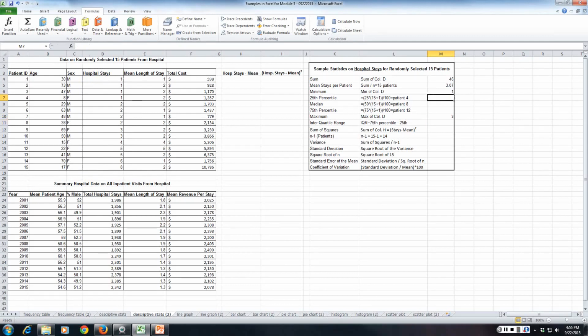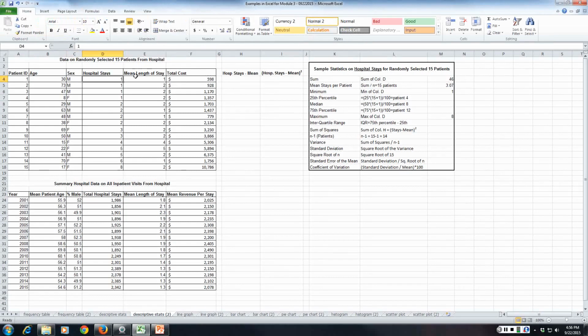So what about the 25th percentile? If you remember our formula for finding the 25th percentile, it's the percentile number, 25, multiplied by our sample size, 15 plus 1. That product divided by 100 is equal to 4. I've already gone ahead and calculated that for you. So what does that mean? That means we need to go to patient 4, assuming we've sorted this in ascending order by hospital stays, which we have. Let me show you how to sort in Excel here.